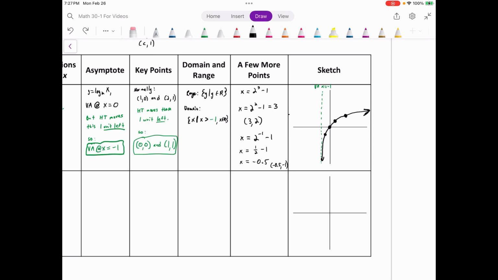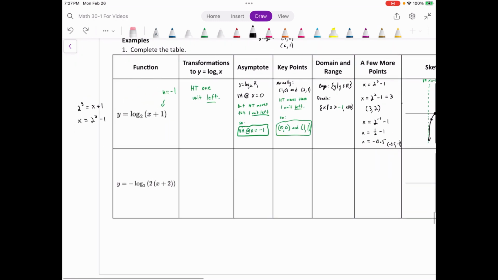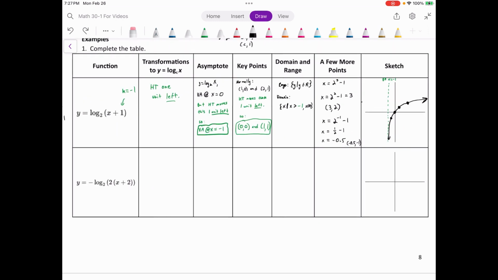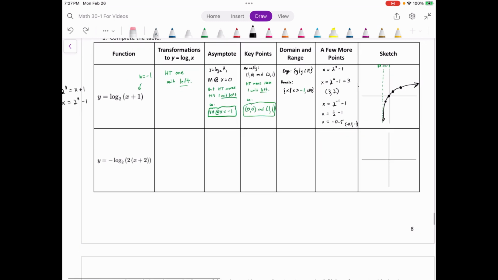What do we do? We find the few key features, and then to fill in some gaps, we can always just get a few more points. And like I said, it's often easier to get a few more points with the exponential form of the logarithmic function, just because we're a little more comfortable with exponentials and we can calculate them a little more intuitively. Okay, let's try the next one here.